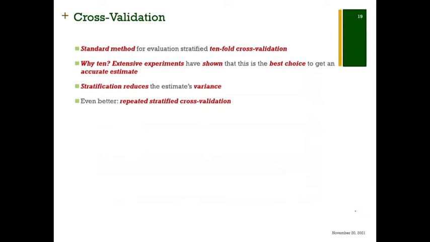Like we said, the standard method is to use 10-fold, divide into 10. From experience, a lot of people believe so much in 10, but it's not compulsory. Extensive experiments have shown that this is the best choice to get an accurate estimate. Of course, this is opinion. But if the data is really small, you can go for 3. I think one of the reasons also is that when you divide anything by 10, the division is usually easier compared to dividing with any other number. And this is one of the secrets behind it.